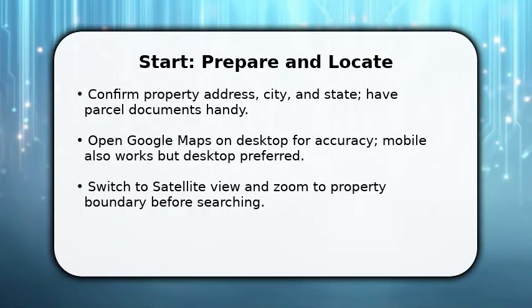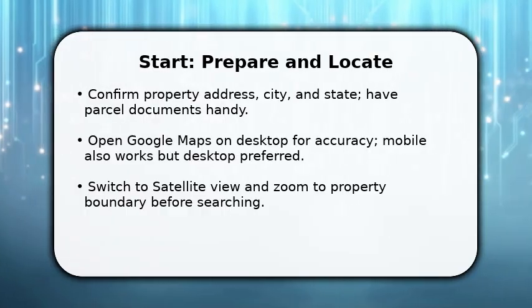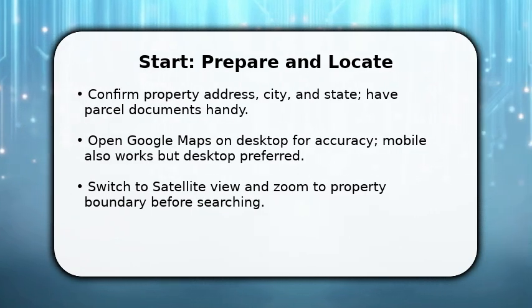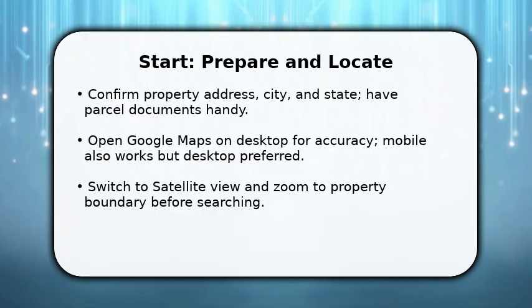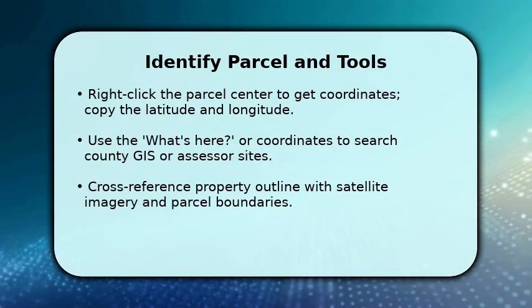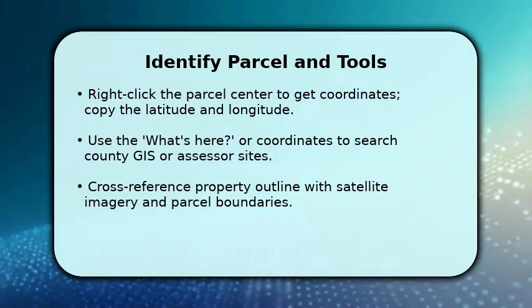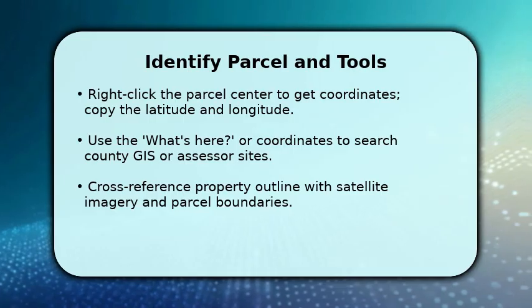Now position the map cursor over the parcel you want. That cursor location will be the basis for extracting survey or parcel ID data from linked resources. Once you have the parcel centered, right-click and choose what's here to display latitude and longitude, then copy those coordinates.